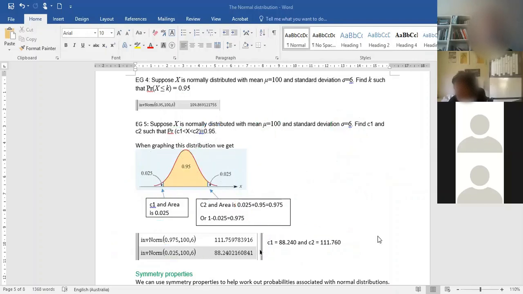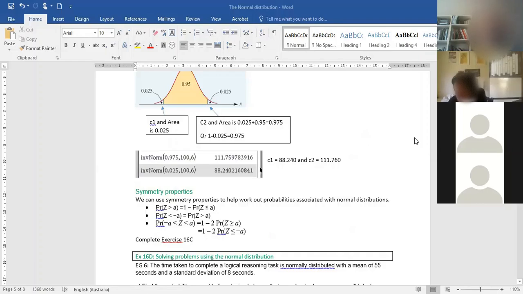Now, symmetry properties play a part in here. You should know all these symmetric properties. If we're looking at the probability of Z being greater than A, then really that's the same as 1 minus the probability that Z is less than or equal to A, which is what we did over here. 1 minus all that. Now this second one is very, very important: the probability that Z is less than negative A will be exactly the same as the probability that Z is greater than A.